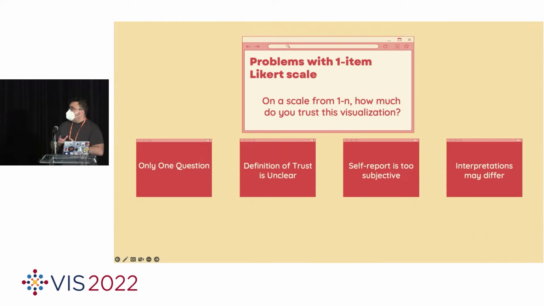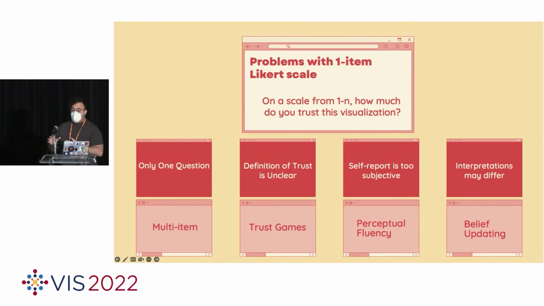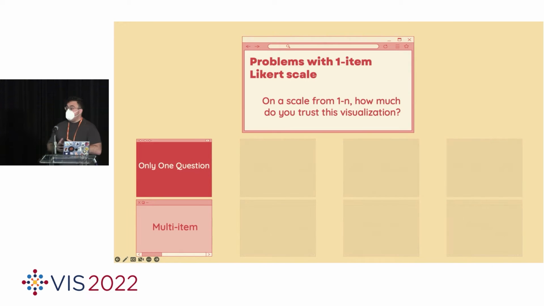So I'd like to cover 4 major problems with the one-item Likert scale approach. And I'd like to show you how they can be solved by 4 other approaches to measuring trust from existing social science and psychology research. So the first major issue with the one-item Likert scale approach is that there is only one question. And one question is not sufficient to capture the complex nature of trust.